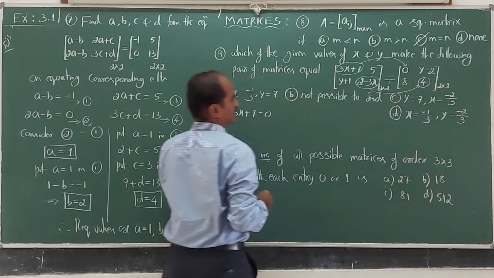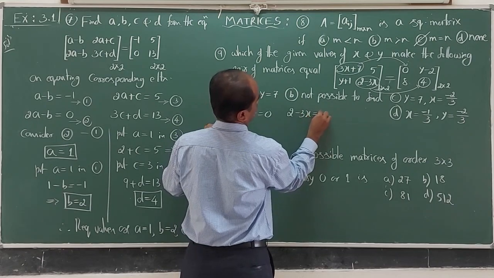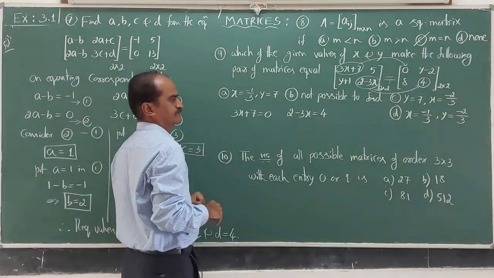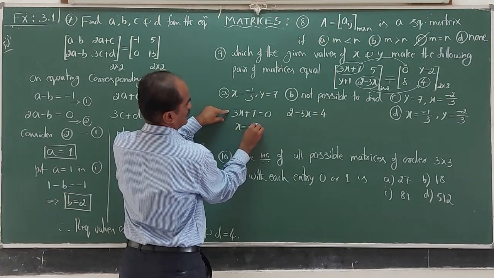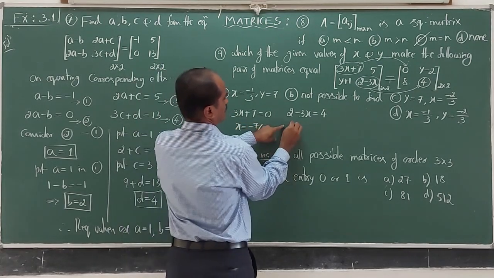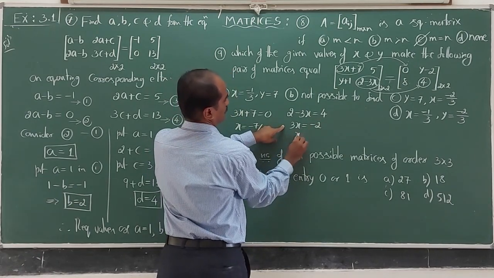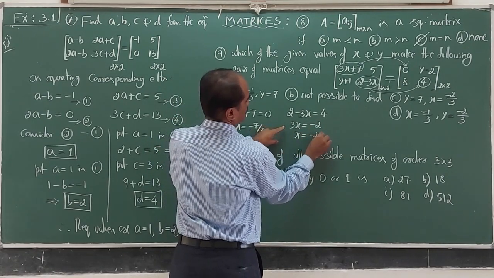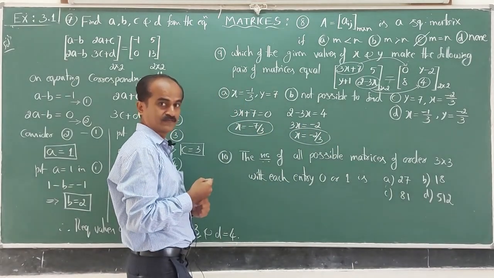And 2 minus 3x must be equal to what? 3x. 2 minus 3x must be equal to 4. Now let me check what are the values of x. x equal to minus 7 by 3. Here we get 3x equal to minus 2, x equal to minus 2 by 3. Look at how many values of x you are going to get. 2 different values of x.